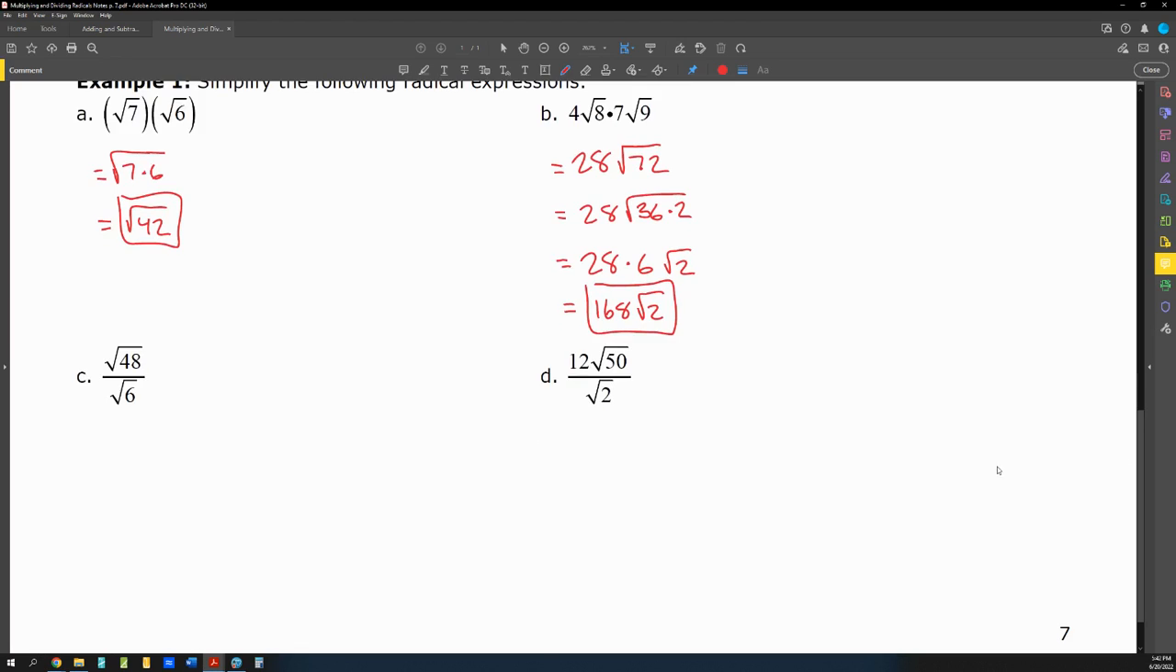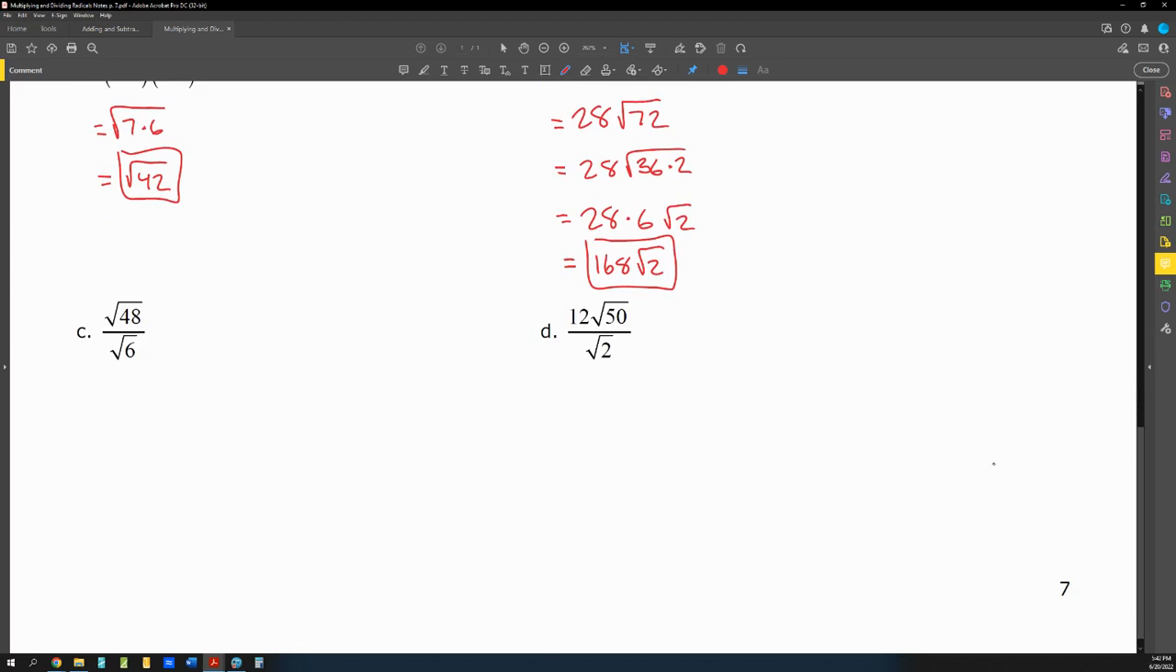Part C, the square root of 48 divided by the square root of 6. Well, we have the square root of 48 divided by 6, which is the square root of 8. And I know that 8 can be simplified into the square root of 4 times 2, which is 2 times the square root of 2.